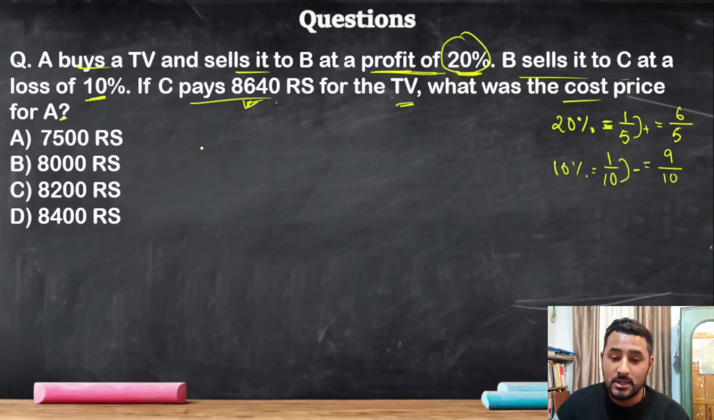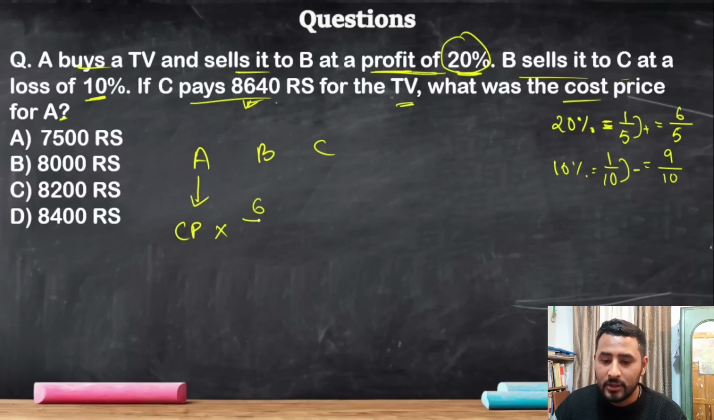Now let us use the same. We have A, we have B, C. Only 3, right? So let's see. This A is CP. We don't know, we have to find that. And B is how much? 6 by 5. C is how much? 9 by 10. And C has already paid. So after getting all this, we need to equate with what? The amount C paid, right?